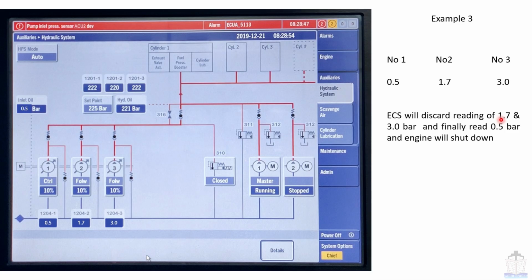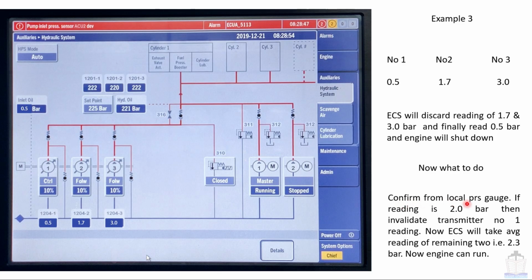ECS will discard reading of 1.7 bar and 3 bar and finally read 0.5 bar and engine will be shut down. So now what to do? Confirm from local pressure gauge. If reading is 2 bar, then invalidate transmitter number 1 reading. Now ECS will take average reading of remaining 2, that is 2.3 bar. Now engine can run. So this action you have to take in case you find similar type of situation.